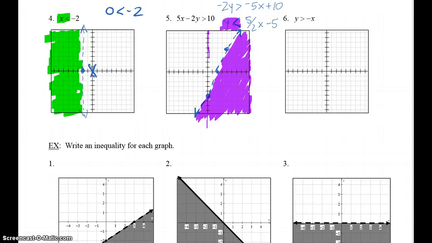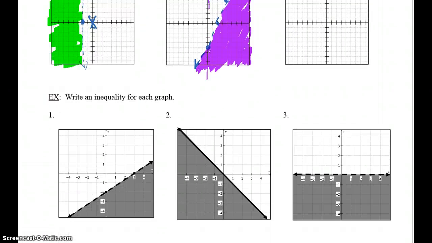For number 6, I'm not going to go through the entire thing, but y is greater than -x plus 0. That's the key here. Your y-intercept is 0, your slope is -1, and then you will shade to the greater than. Okay.